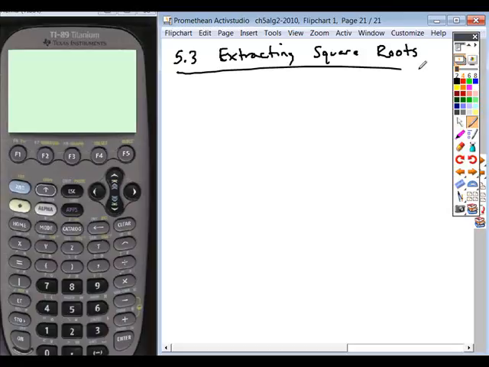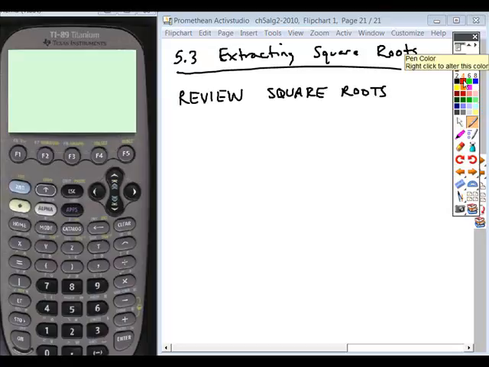And this section involves what's referred to as extracting a square root. In order to do this, I want to review square roots of numbers. If I gave you the square root of some number, and I give you a number that is a perfect square, it winds up being easy to solve, right?